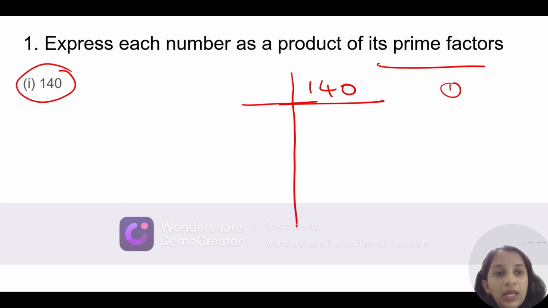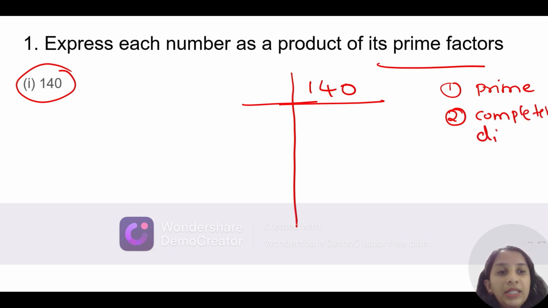The first thing is the factor should be a prime number. It should be a prime number. Okay. And the second thing is it should be completely divisible. It should be completely divisible. We have to think about these two things while dividing the given number. Okay, so I should take the prime numbers only, right?